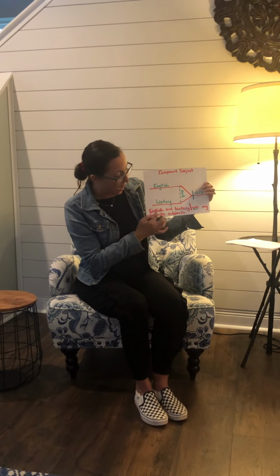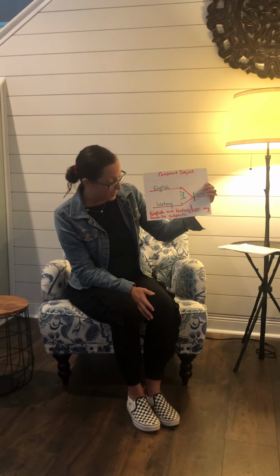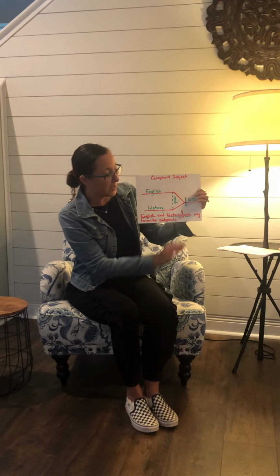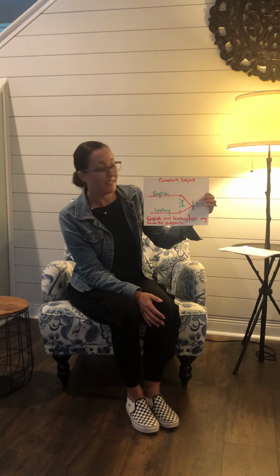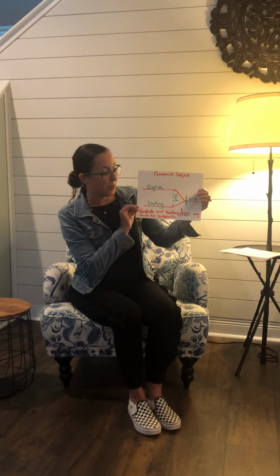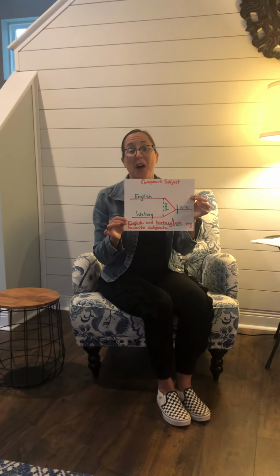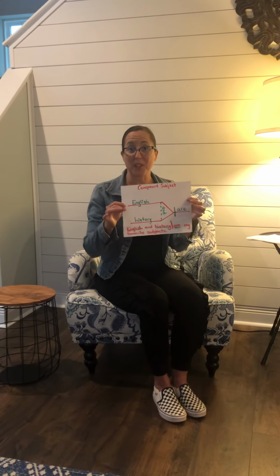So as you can see, even on the bottom sentence, we have underlined with a single line the subjects, English and history. And here with a double line is our linking verb, are. I hope this diagram is helpful as an example for you to do your work next week.